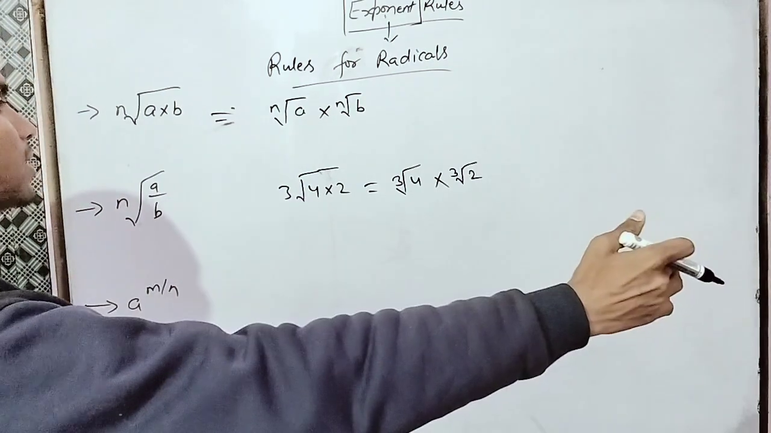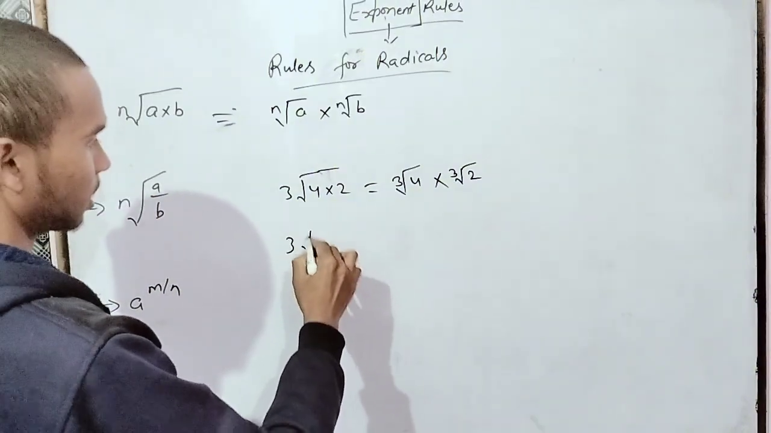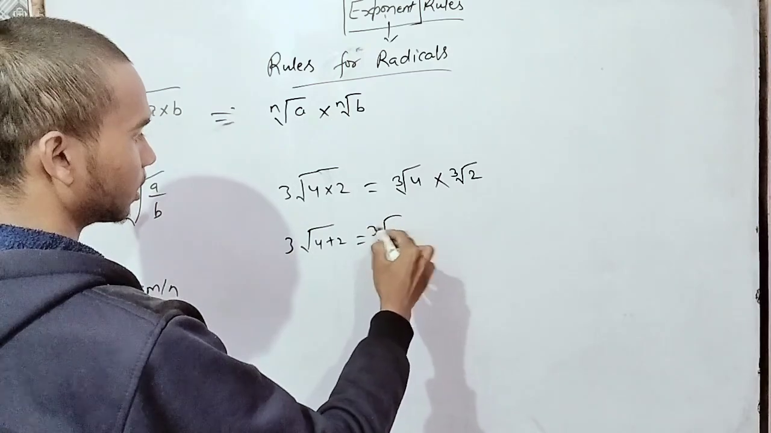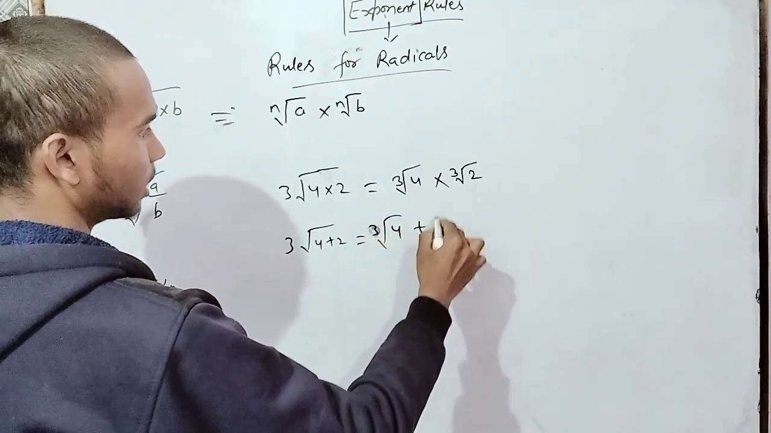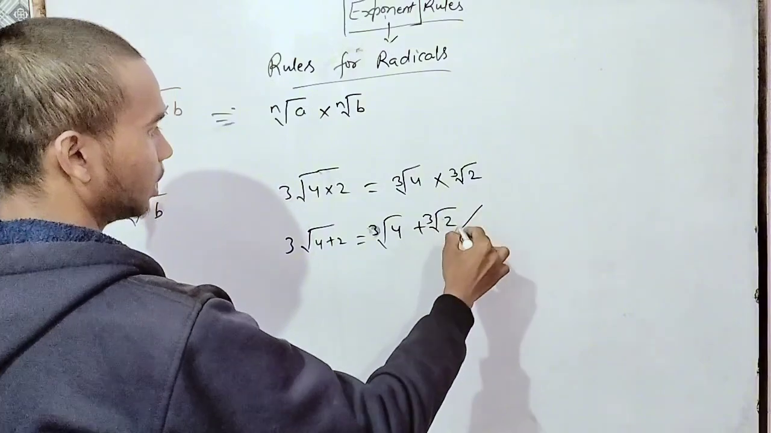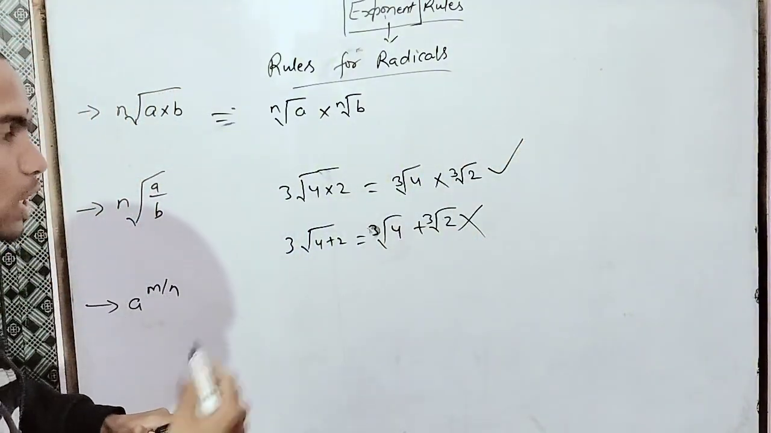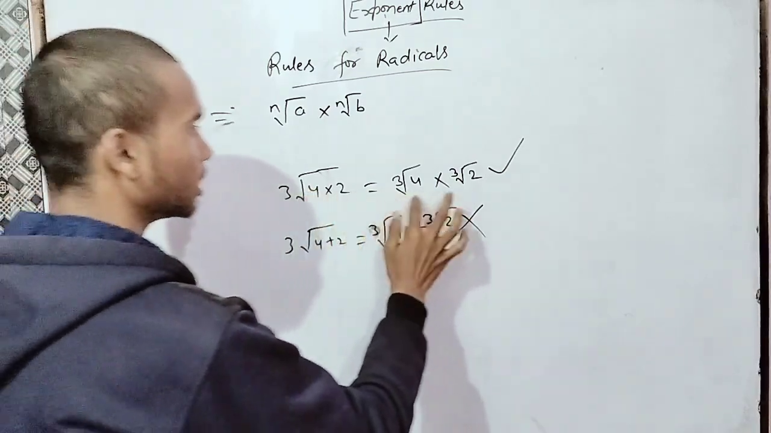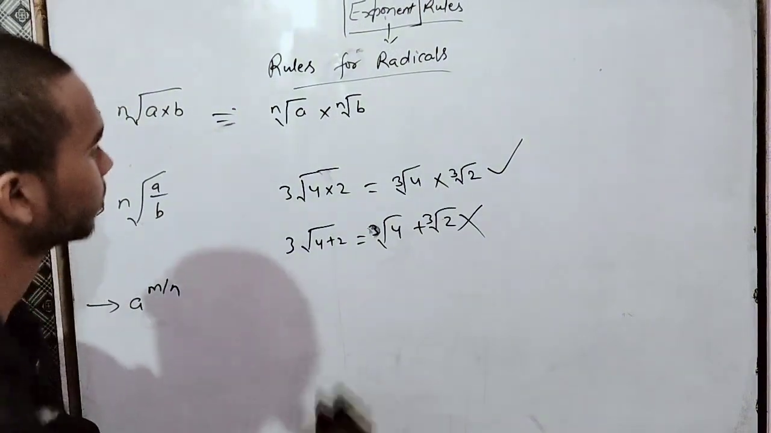So in addition, for example, we have 4 plus 2. It can't be written like that. It can't be written like that. Okay? It will be wrong. It is correct in the case where there should be multiplication, there should be a product. Then this can be written like that. Clear?